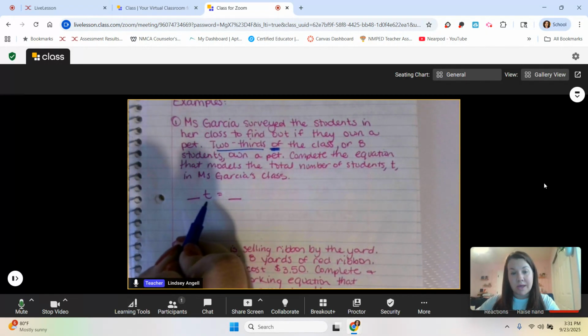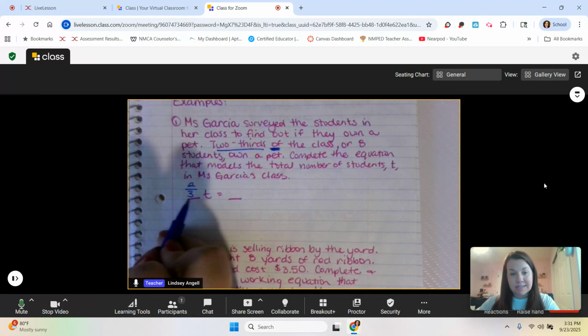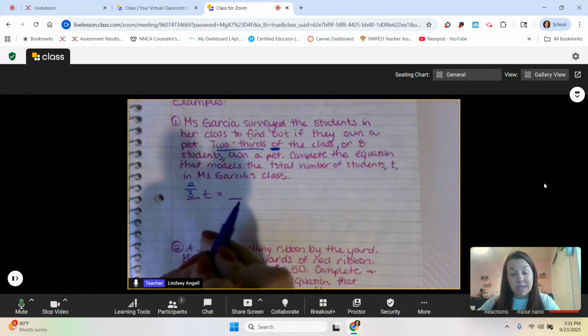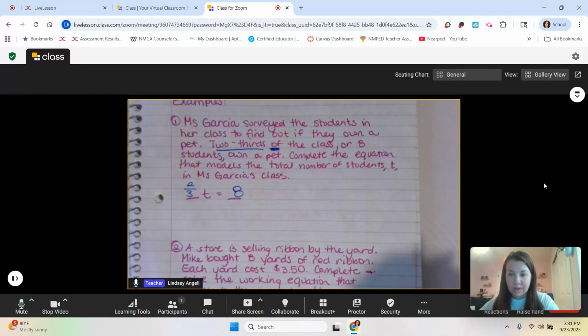Well, this is the total class, T, right? That's the amount we don't know. So 2/3 of the class being multiplied together is equal to 8 kids. So that's what you'd fill in on the other side, okay? Now, that's as far as this makes you take it. It's just 2/3 of the class is equal to 8 kids, right?